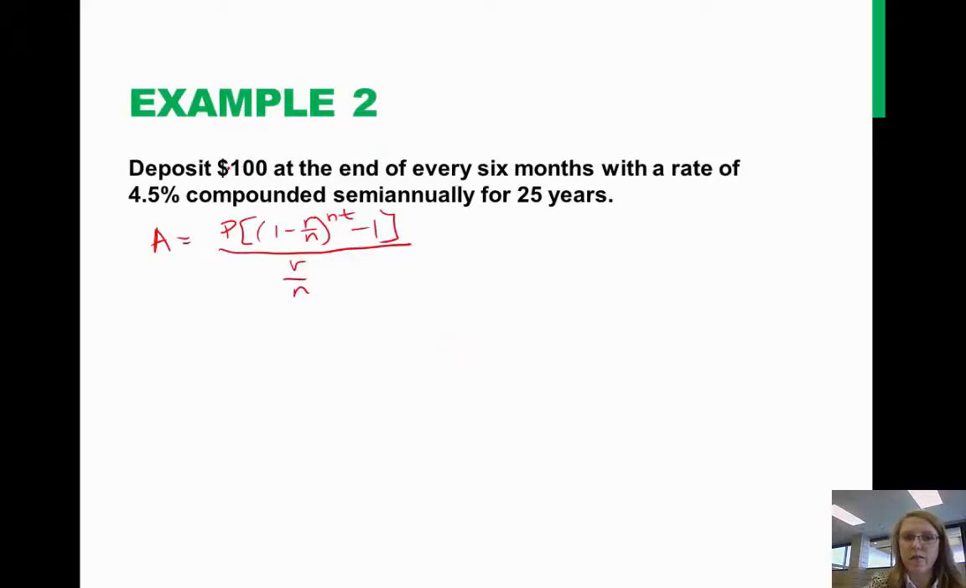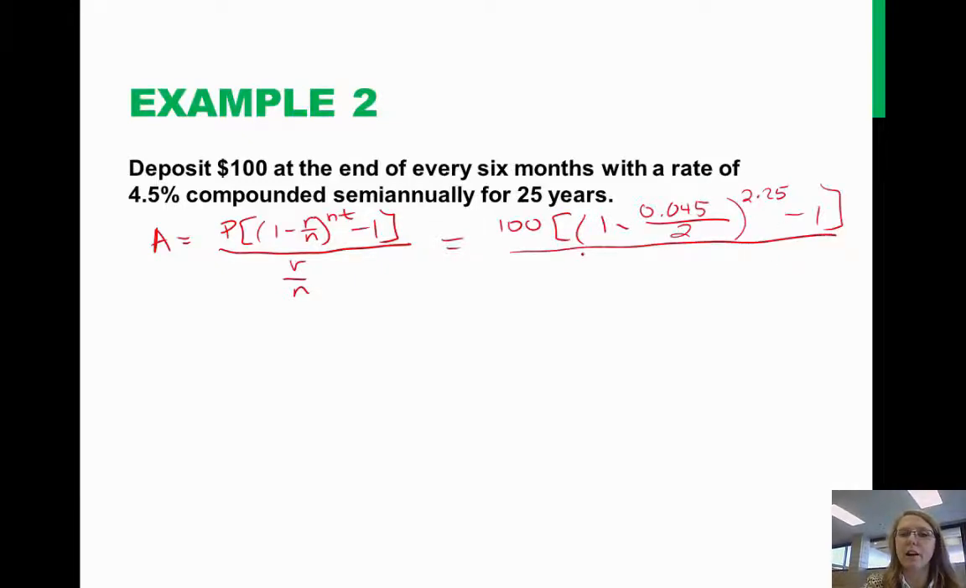Okay, so we have $100 that we're depositing at the end of every 6 months with a rate of 4.5% compounded semi-annually for 25 years. So we're going to put 100 for P, and that'll be 1 plus the rate, which is 0.045 in decimal form, divided by n. Now, we know that's compounded every 6 months, so it's really twice a year. So I'm going to put 2 for my compounding. It'll be 2 times 25 for the exponent there, minus 1. And then that's going to be divided by 0.045 divided by 2.